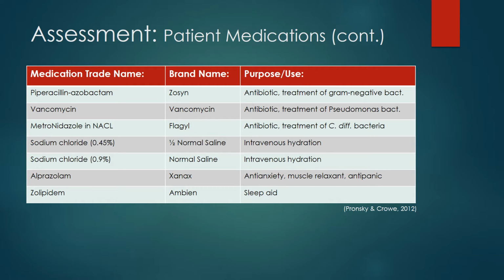The Zosyn was used to treat the gram-negative bacteria, originally the Pseudomonas, and then vancomycin with the Pseudomonas as well. The Flagyl was prescribed when they found out that she had the C. diff. And then for IV hydration, she was given half normal saline for a period of time and then normal saline. Xanax for her anxiety, periods of anxiety, just to help calm her, and then Ambien for sleep.